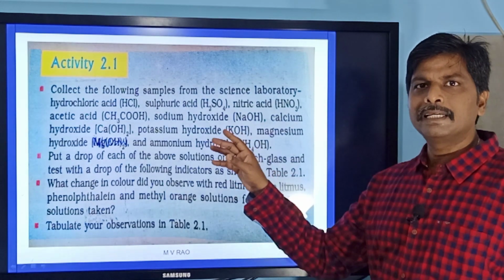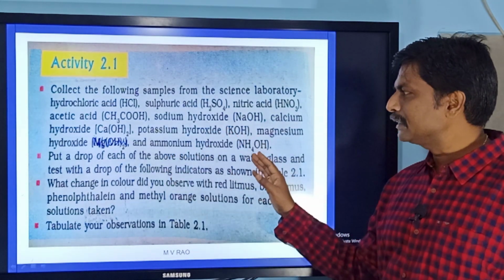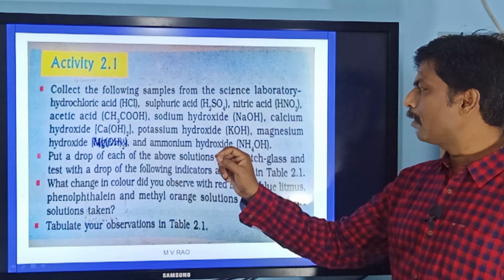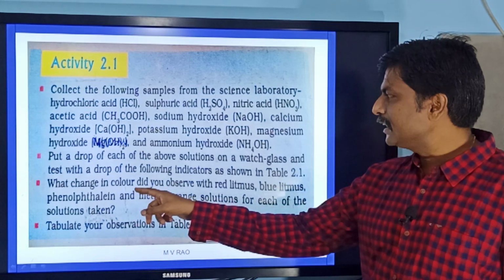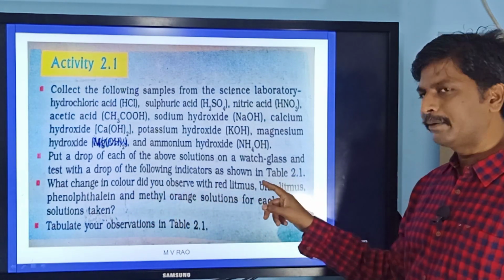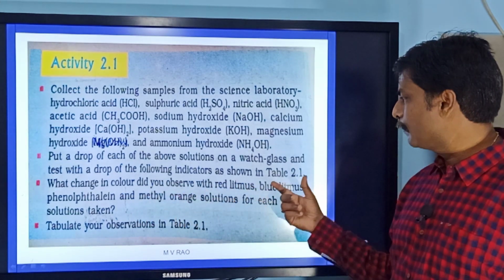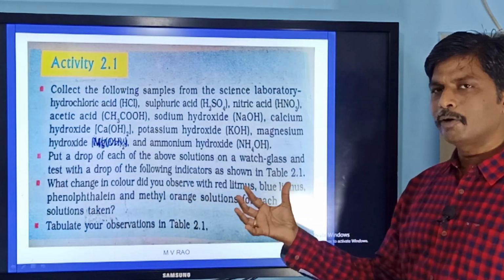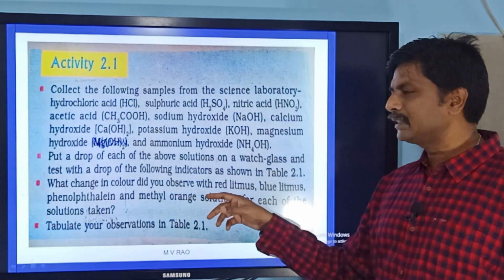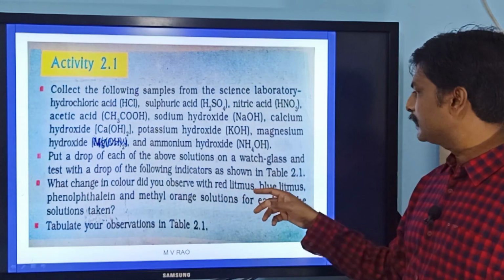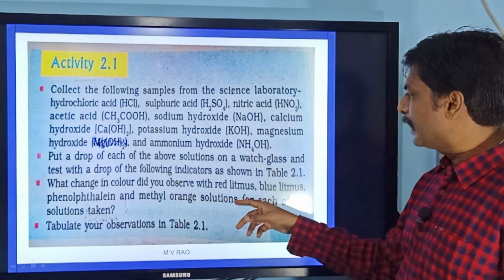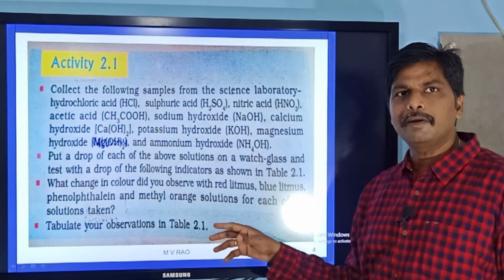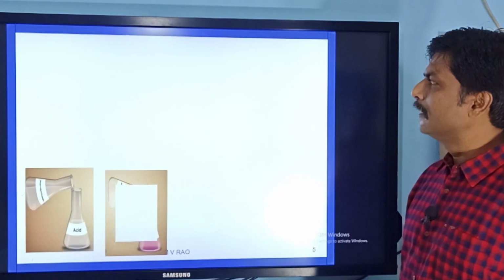So you have to collect acids and bases, keep them on a watch glass and put a drop of indicators. What change in color did you observe with red litmus, blue litmus, phenolphthalein and methyl orange solutions? Here 4 indicators are given: red litmus, blue litmus, phenolphthalein and methyl orange solutions. Tabulate your observations in table 2.1.